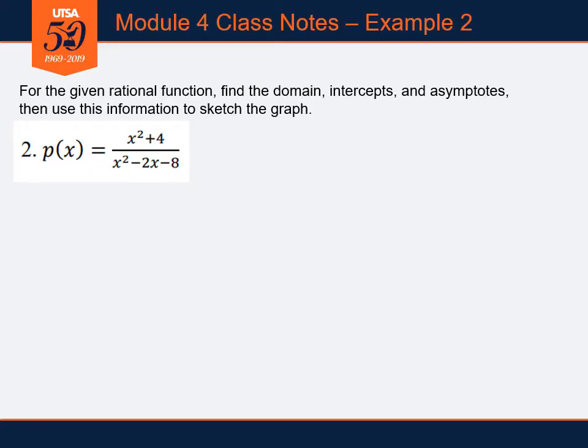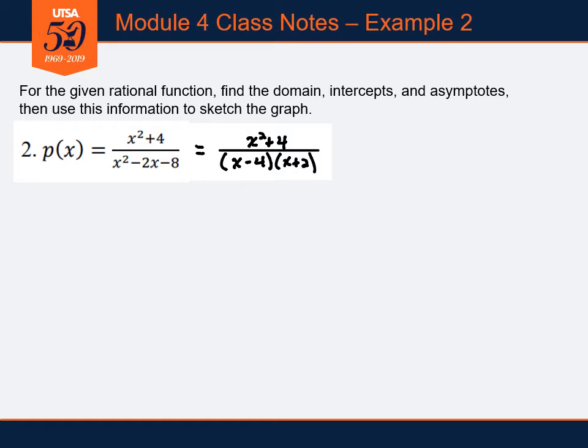Here we have our Module 4 class notes example 2, another rational function to graph, to find the characteristics of. Once again, if you haven't watched the example 0 intro example video, please do so. And taking off from there, from that explanation of all the characteristics of a rational function, we'll come back here and let's talk domain, intercepts, asymptotes, and putting all that information together to sketch the graph of this function.